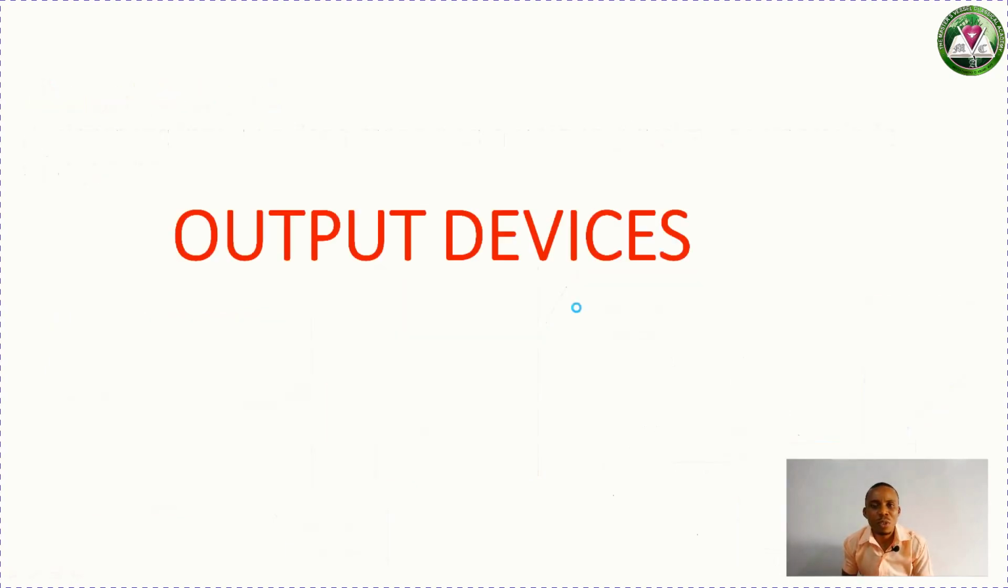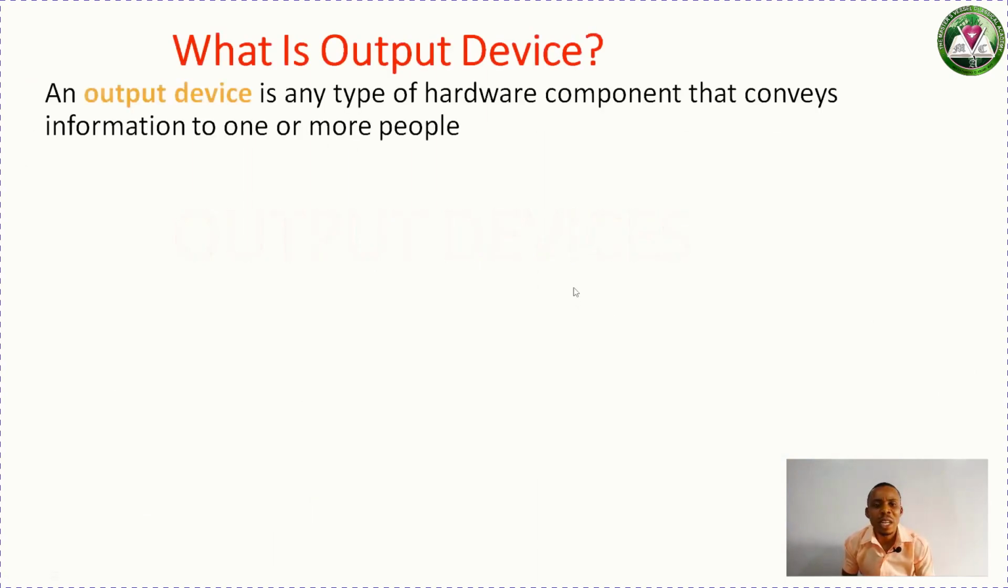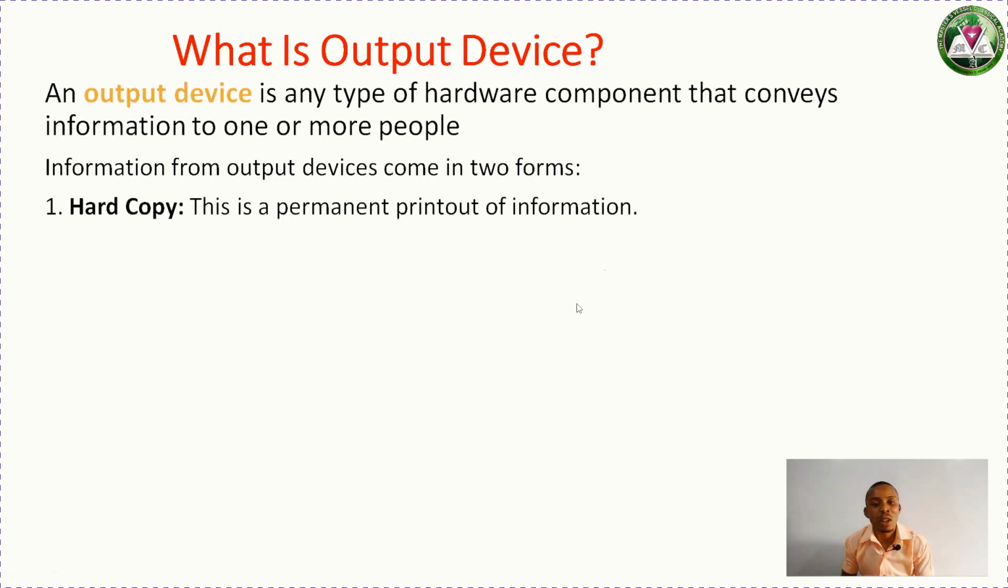Okay, let's move over to output devices. What is an output device? We say an output device is any type of hardware component that conveys information to one or more people. And the information from output devices comes in different forms. That is, it comes in two different forms.